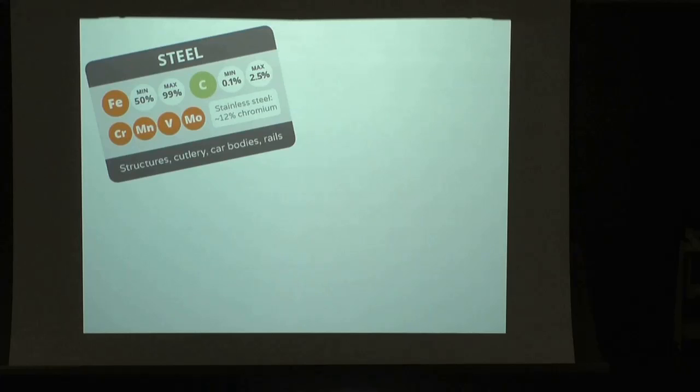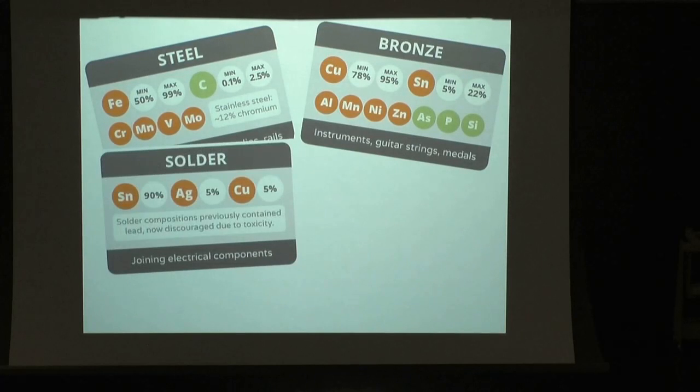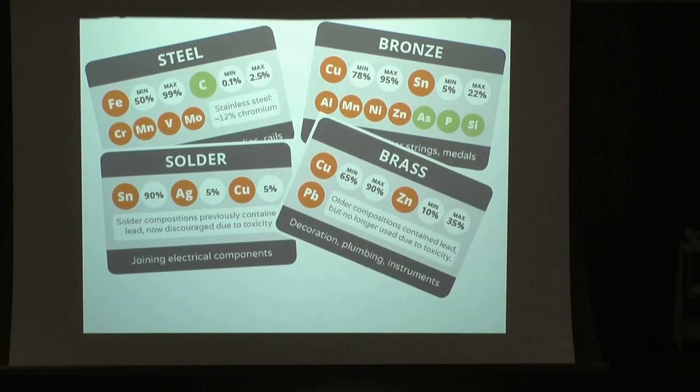You don't need to worry about the particular statistics, but you can see it's got iron, a minimum, it says here, of 50%, a maximum of 99%. Carbon, chromium, manganese, and adding molybdenum. Stainless steel, there it says, has some chromium blended. Lots of different alloys in our everyday life. Bronze, solder, if anybody does electronics work. Brass, certainly. A lot of variations in brass.